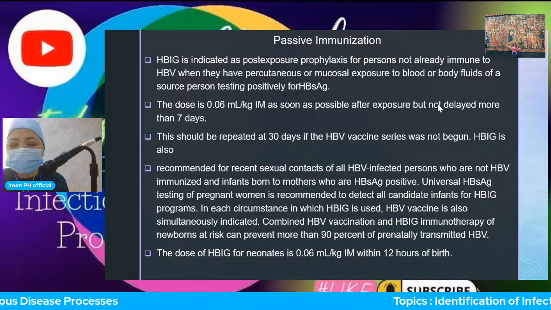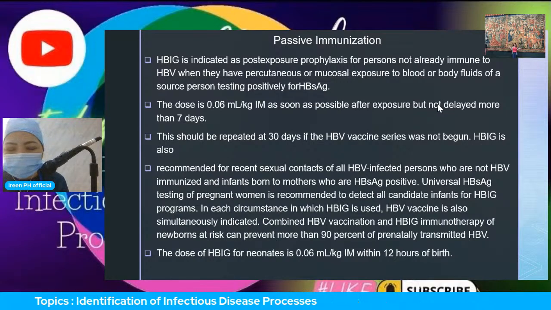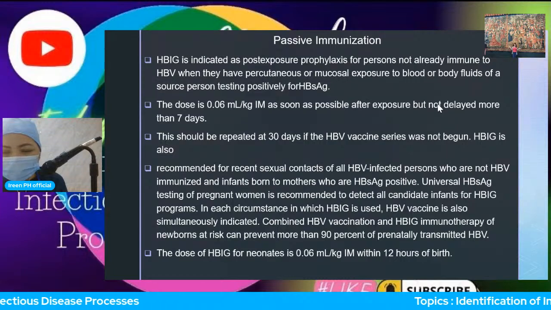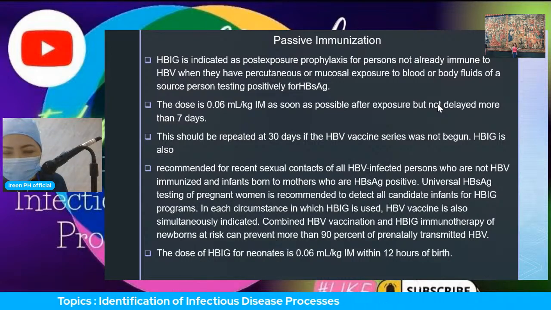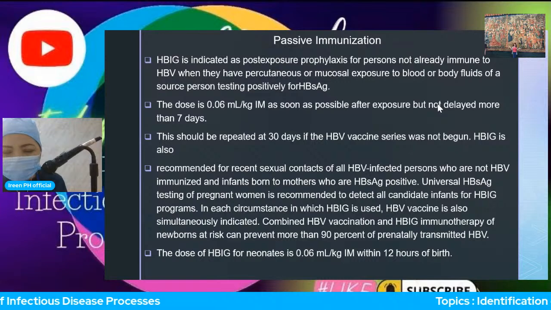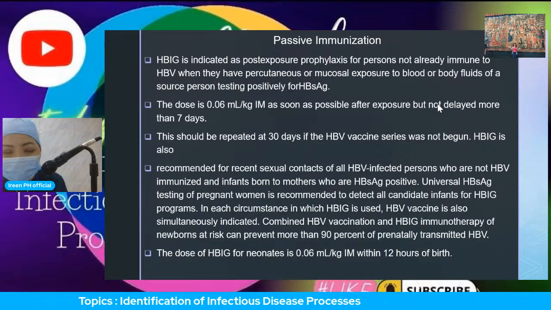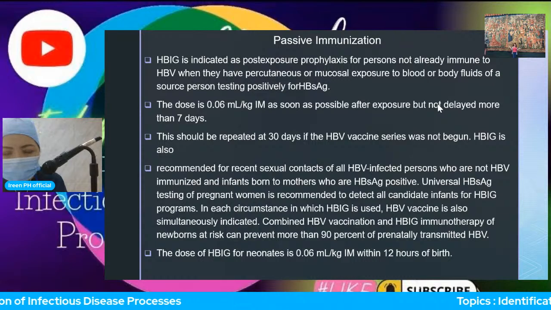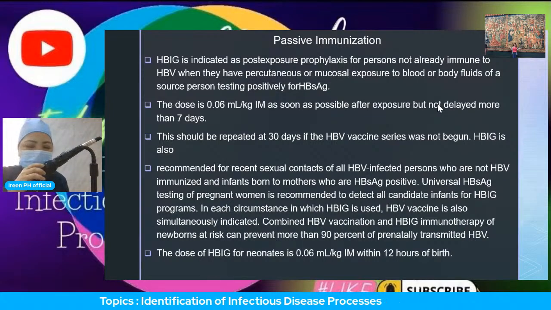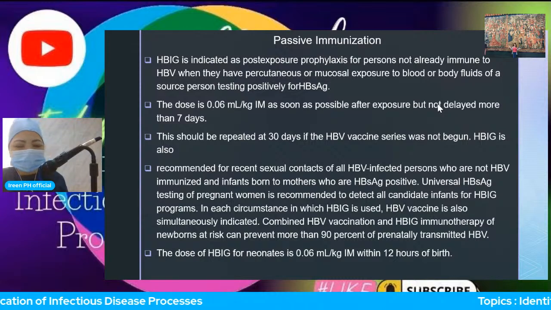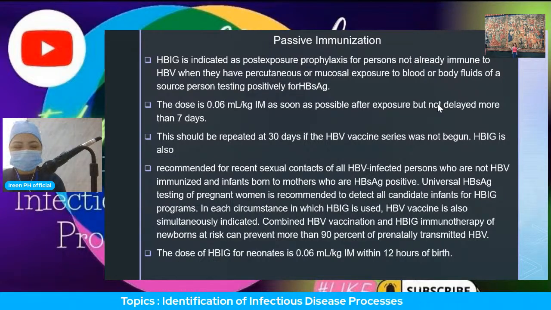HBIG is also recommended for recent sexual contacts of all Hep B virus infected persons who are not immunized, and for infants born to mothers who are HBsAg positive. Universal HBsAg testing of pregnant women is recommended to detect all candidate infants for HBIG programs. Hep B vaccine is also simultaneously indicated.